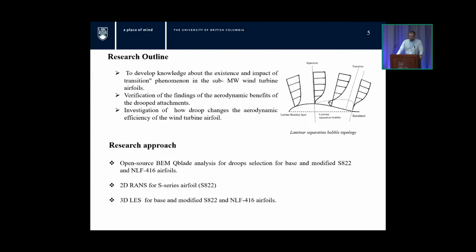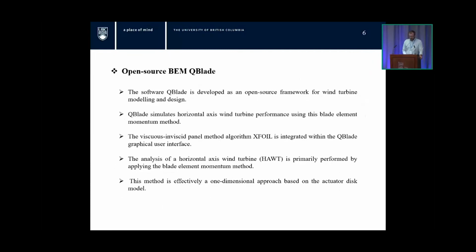And as I mentioned, the approach is to first do a Q-blade boundary element method approach for selecting which droop is optimum for the two airfoils, and then 2D RANS simulations for the specific airfoils that we're looking at, followed by 3D LES. The student who did this work used STAR-CCM+ for the RANS, and because this is an OpenFOAM talk, I won't talk about those RANS. We'll focus only on the LES, which we did using OpenFOAM. But to start off, let's describe briefly how we selected these droops.